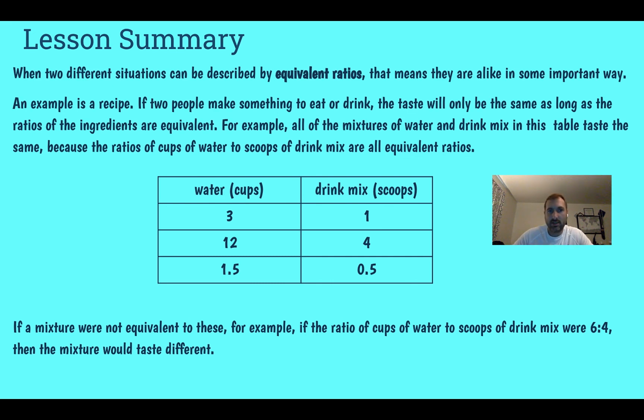So 3 parts of water compared to 1 part of our drink mix would be the same ratio if we had 12 parts of water and 4 parts of our drink mix. Okay, 3 times 4 is 12, 1 times 4 is 4. We just made 4 times as much. If we wanted to cut it in half and use half as much water, 3 to 1.5, we would use half as much drink mix, 1 to 0.5. If a mixture was not equivalent to this, the taste would not be the same. We saw that in the last one, where we had a ratio of 1/2 compared to a ratio of 1/3.